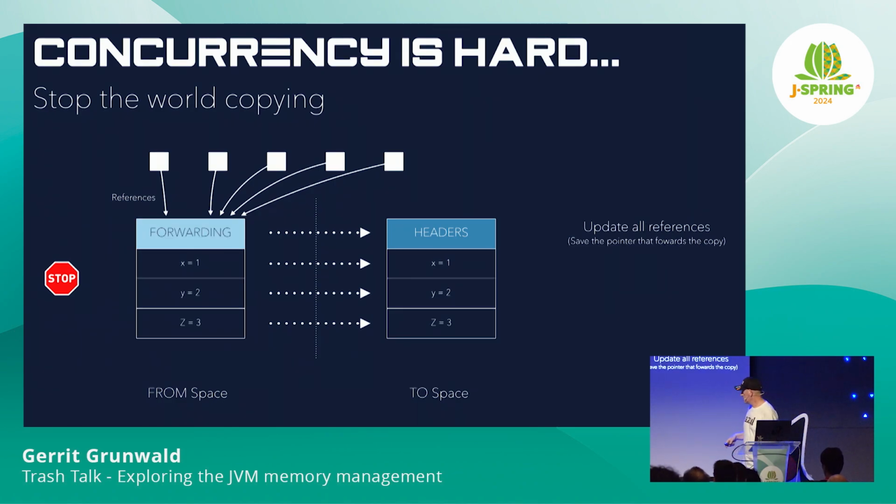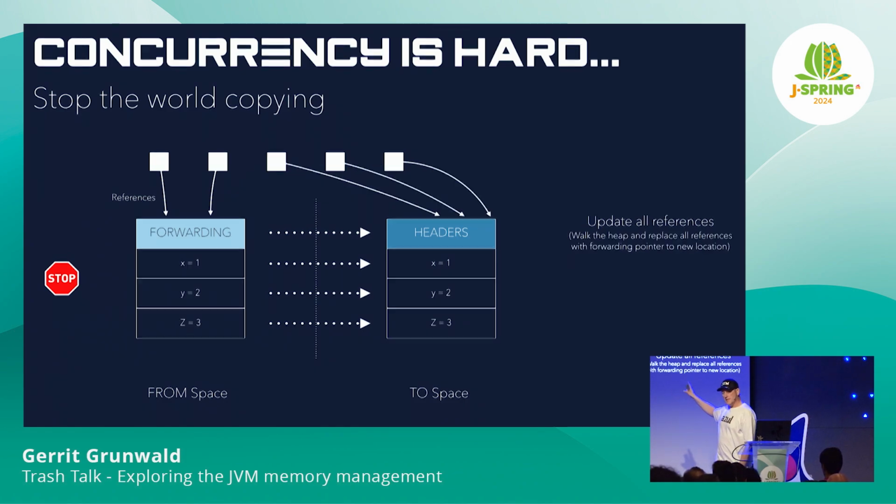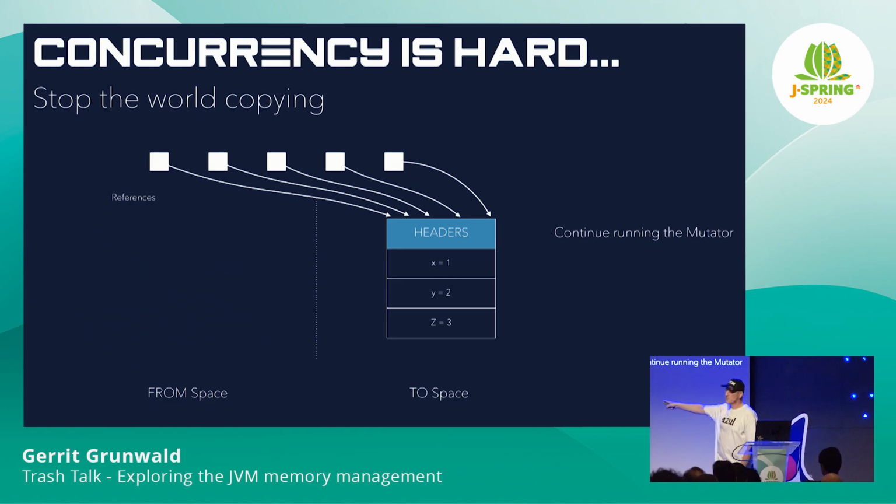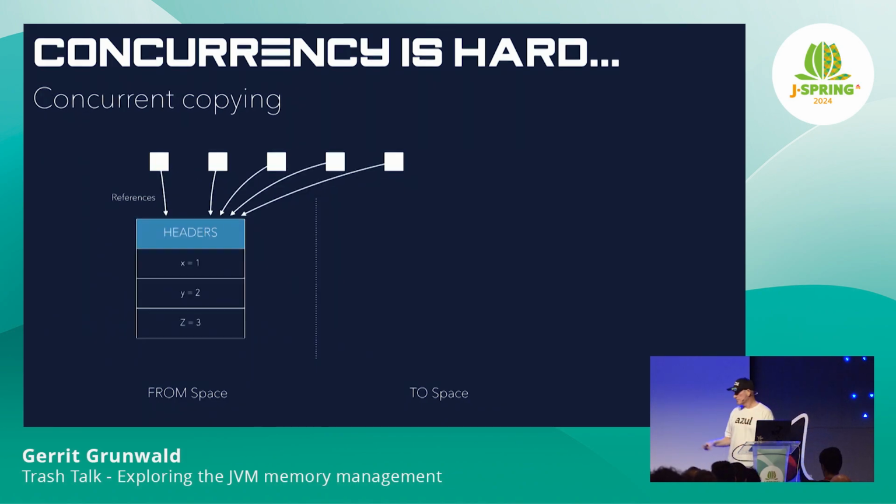We implement a forwarding header on the object. That means every reference that points to this old one will now be updated to the new one. That's how it works. And once you updated all the references, when you moved it, then you can remove the old object and continue, right? That's pretty simple, because we stop the world, nobody's doing anything when we update all the references. It looks totally different if we do that without stopping the world.